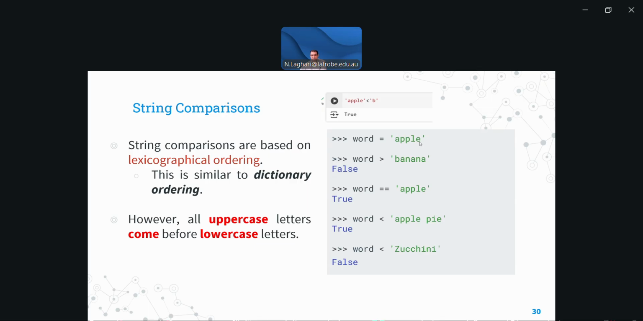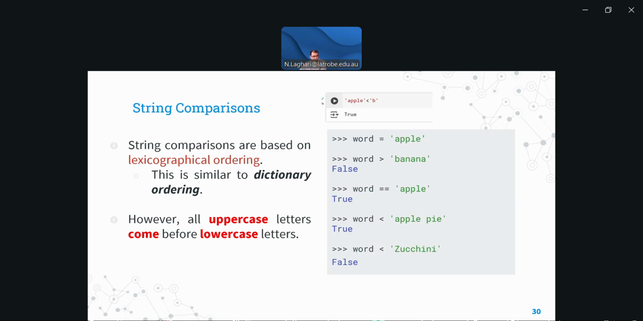We have the word apple, and we ask whether apple is greater than banana. It is false, because apple comes earlier in the dictionary. When we ask whether the word is equal to apple, it says true. Whether the word is less than apple pie, it is true. Can we explain why this is true?